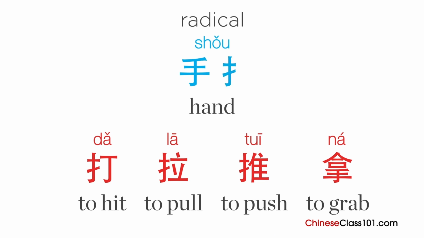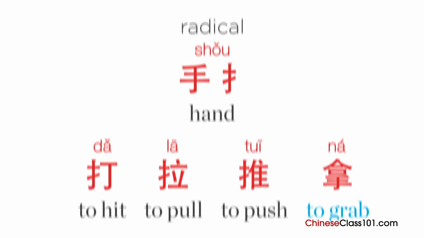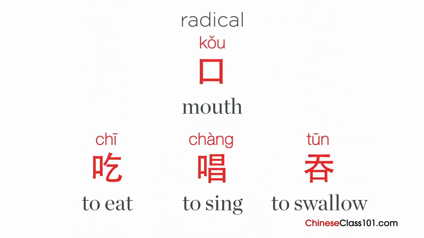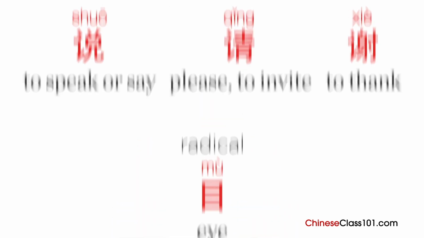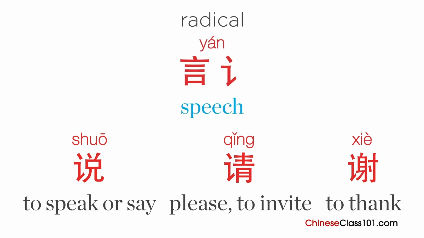手 or its variation means hand. It usually appears when the word describes an action using hands, such as 打, to hit, 拉, to pull, 推, to push, 拿, to grab. 口 means mouth. Characters with this radical often involve using your mouth, such as 吃, to eat, 唱, to sing, 吞, to swallow. 目 means eye, 看, to look or see, 睡, to sleep. 言 or its variation means speech, 说, to speak or say, 请, please or to invite, 谢, to thank.